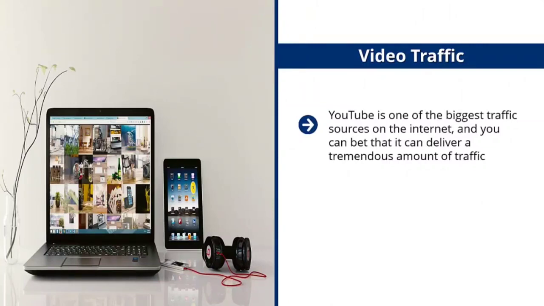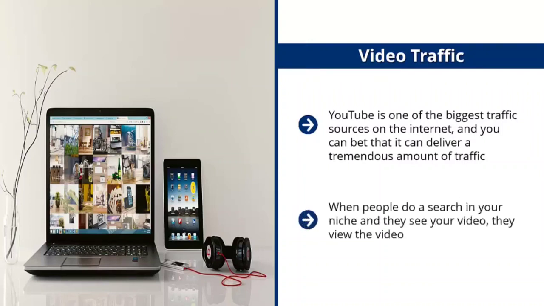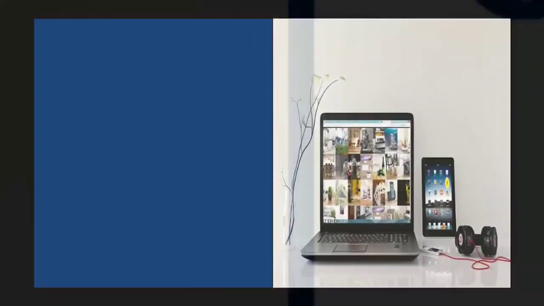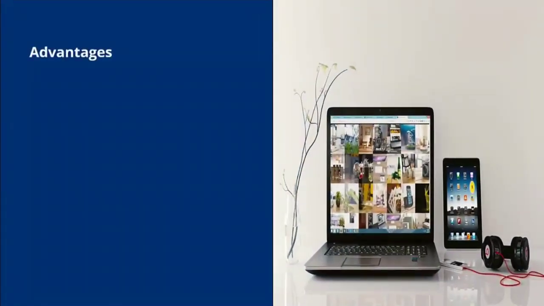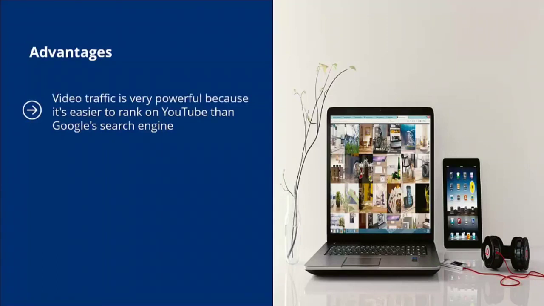Video traffic. YouTube is one of the biggest traffic sources on the internet, and you can bet that it can deliver a tremendous amount of traffic. This is why a lot of people are creating review videos and then posting them on YouTube. They also create how-to or instructional videos to generate traffic. When people do a search in your niche and they see your video, they view the video. And then when you refer them to a link in the description, they can click on the link and you get traffic. Advantages. Video traffic is very powerful because it's easier to rank on YouTube than Google's search engine.